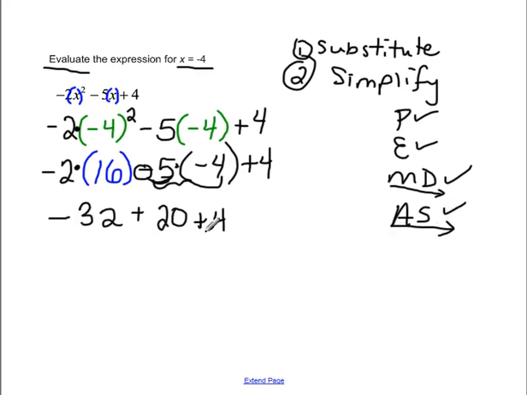-32 plus 20. Remember, we're just going to work our way from left to right. -32 plus 20 is -12. We're going to add 4, and -12 plus 4 gives us -8 for our final answer.